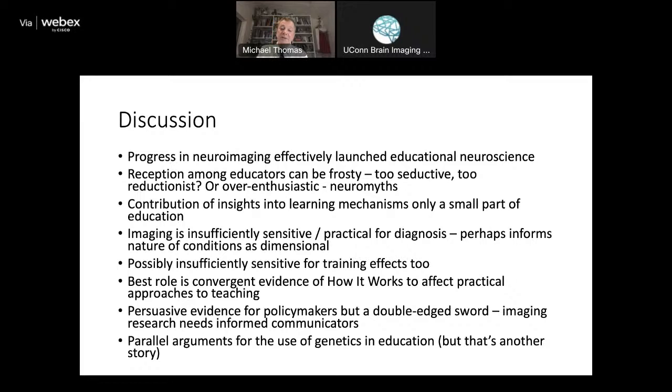I think brain imaging evidence can be persuasive for policymakers, but it's a double-edged sword, right? Because the risk is that if policymakers see that poor kids have smaller, thinner brains, maybe they'll think that that's inevitable and deterministic and nothing can be done about it. Everything I've said about brain imaging can also be said about the involvement of genetics in education, another live topic. That's another story, but very similar kinds of concerns in that area.